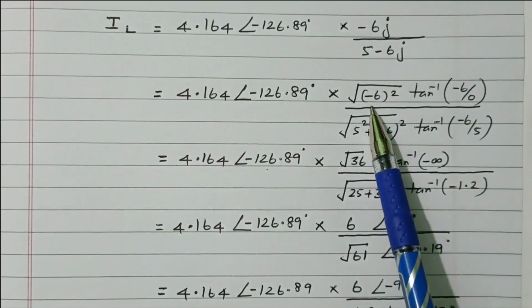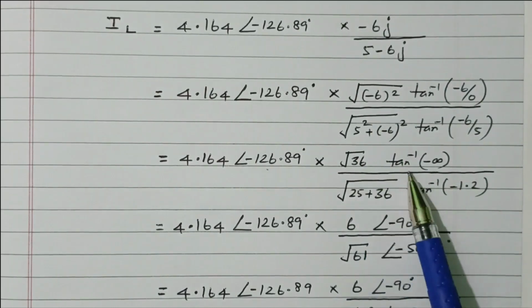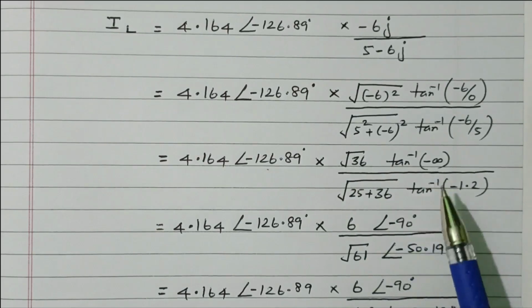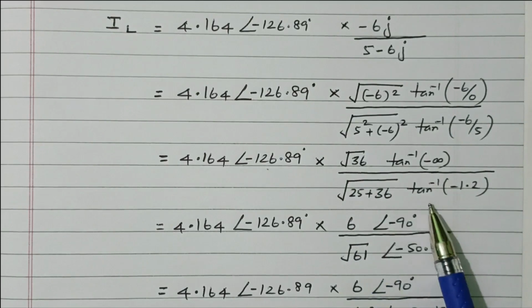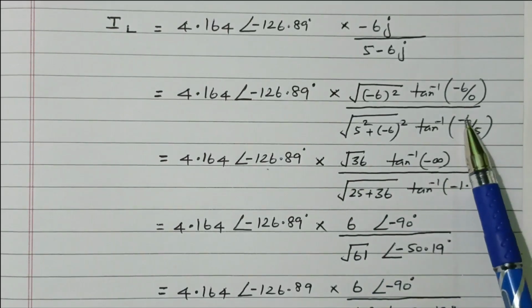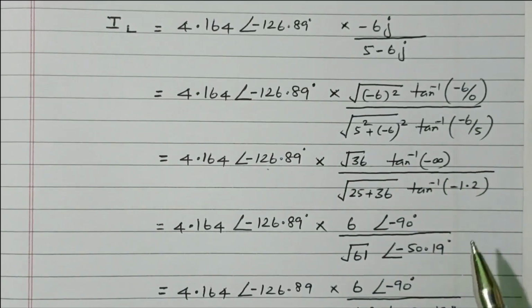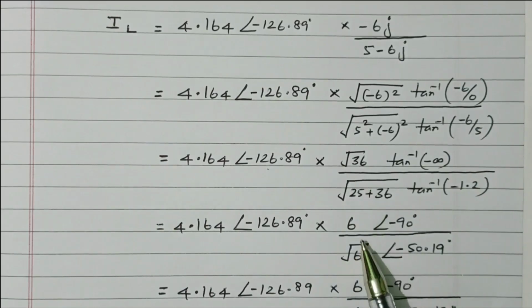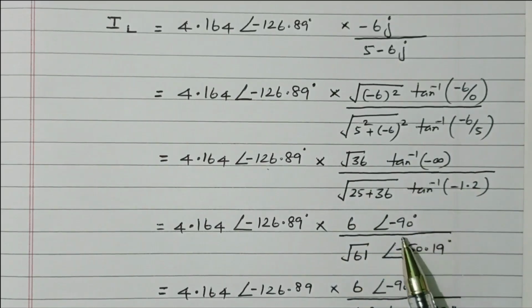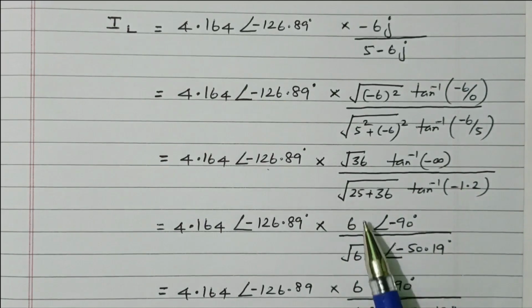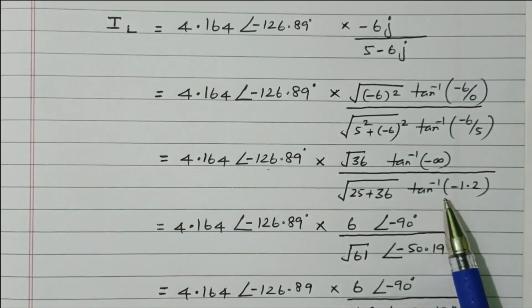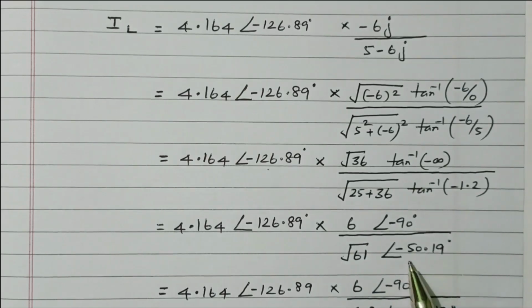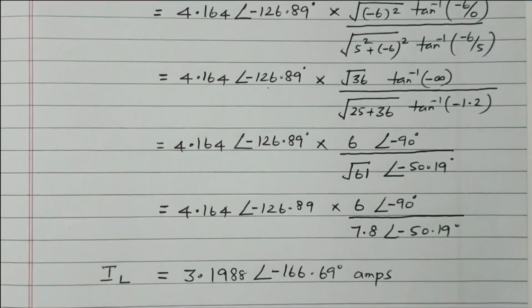So this is nothing but root 36, tan inverse of this becomes minus infinite. So this is square root of 25 plus 36. Then tan inverse of minus 1 by 2. Minus 6 by 5 is minus 1.2. So root of 36 is 6. Tan inverse minus infinite is minus 90 degrees. So this is nothing but square root of 61. Tan inverse of minus 1.2 is minus 50.19. Right? Now we'll go for the further simplification.